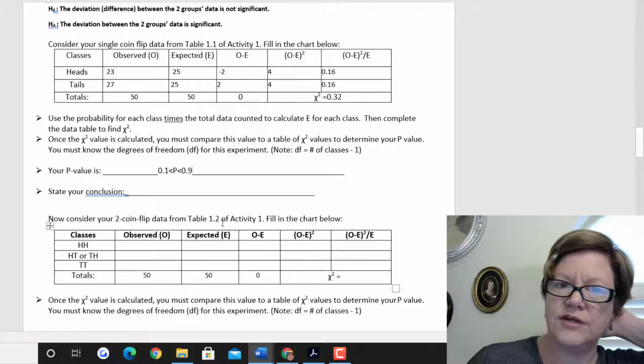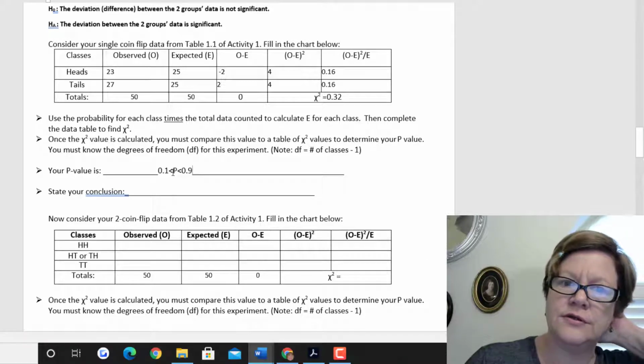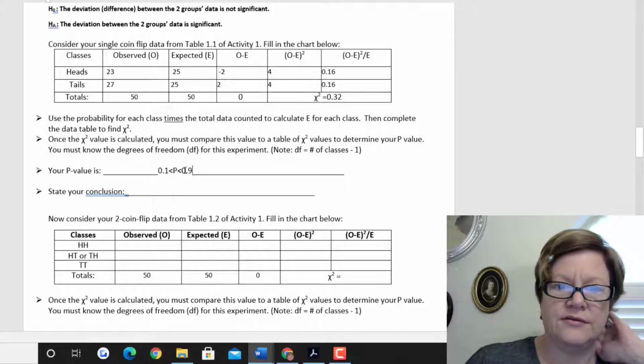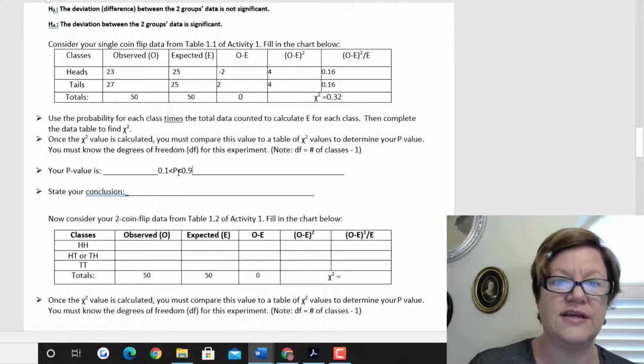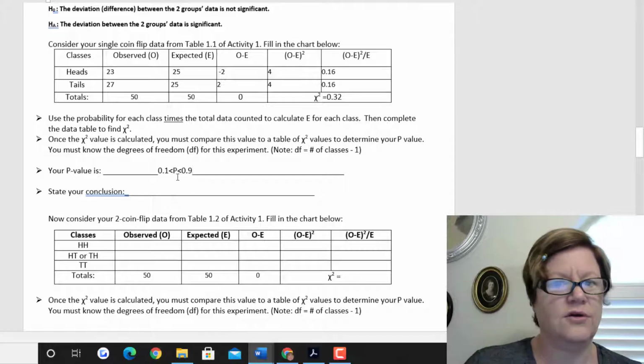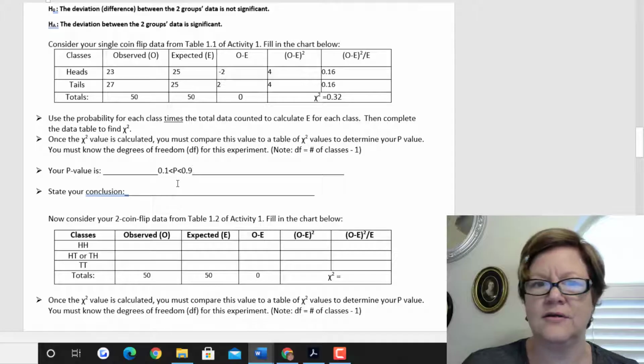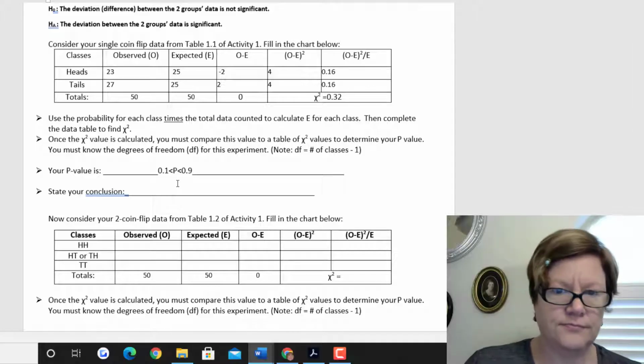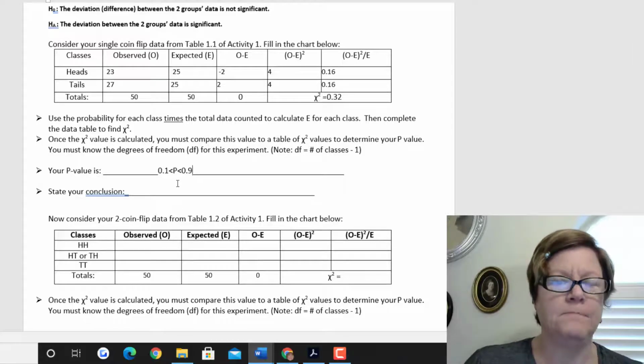You may have to read it out to yourself. P is greater than 0.1 but less than 0.9. Read each part of it and make sure that makes sense. Don't put that p is less than 0.1 but greater than 0.9. That doesn't make sense, at least not in this case. Then state your conclusion.